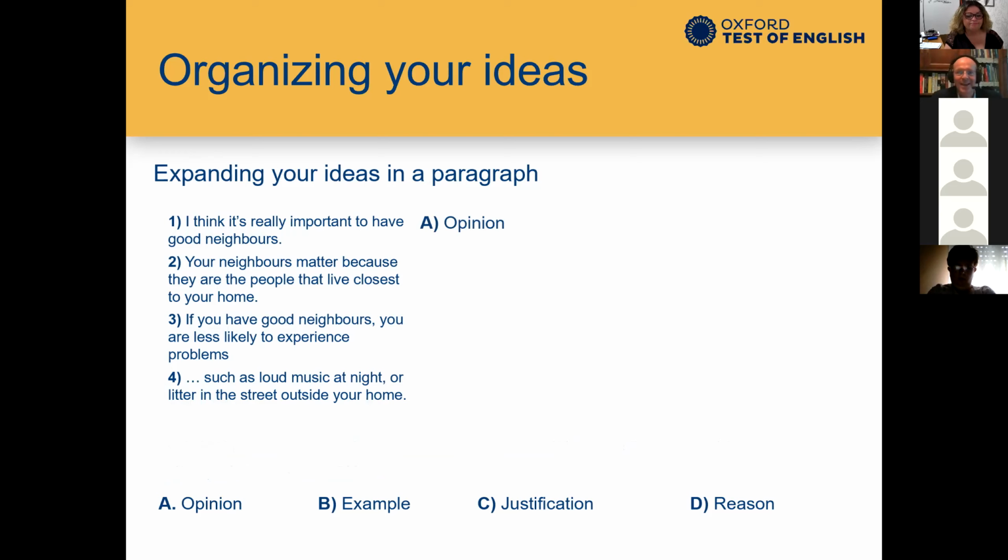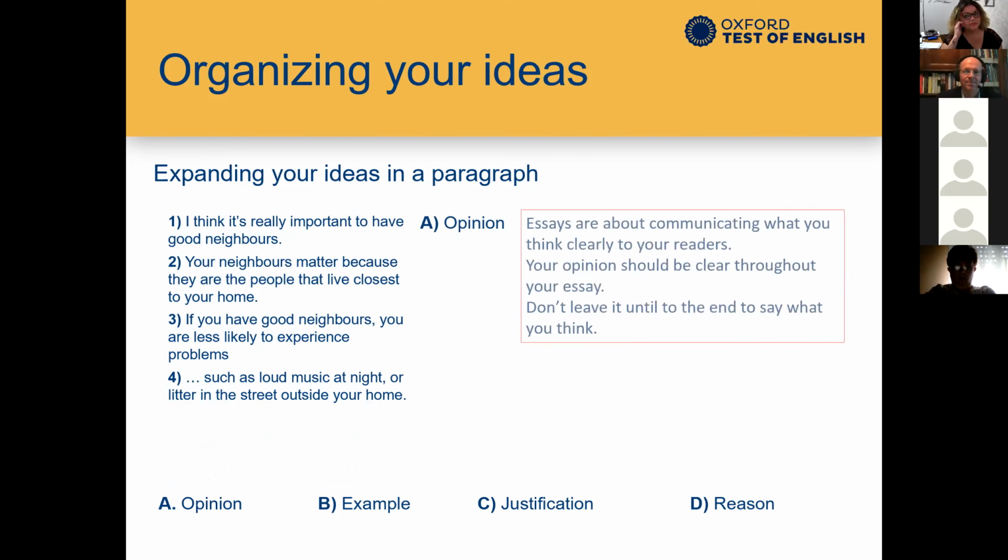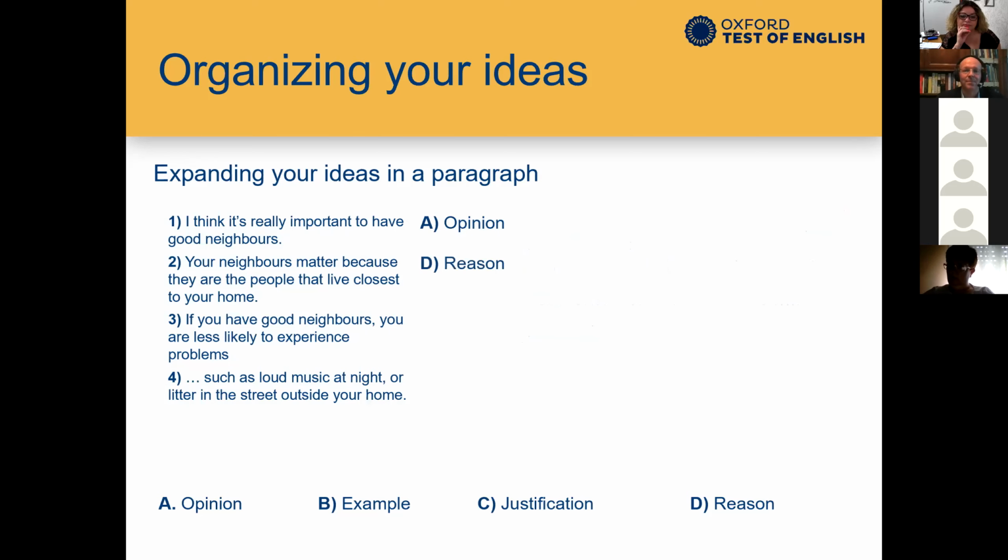Yeah, okay, that's opinion. And it's logical to start off with your opinion. Say what you think. Don't leave your opinion until the end, hanging, waiting for somebody to guess what it is. Say your opinion right at the beginning. So essays are about communicating your ideas. Your opinion must be clear. Don't leave it to the end.